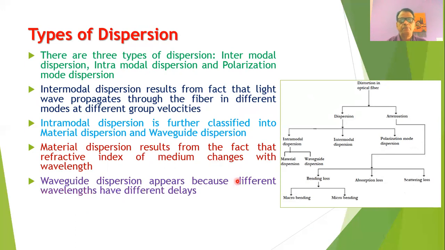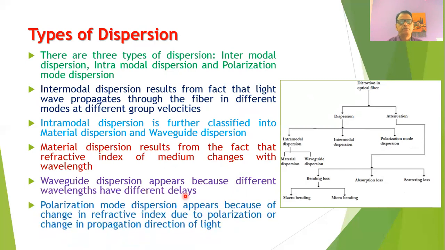Another dispersion that appears in the fiber is called the waveguide dispersion, because whenever we propagate different wavelengths, every different wavelength will have a different delay when it reaches the other end of the fiber. Therefore, dispersion is introduced, and this dispersion is called the waveguide dispersion.